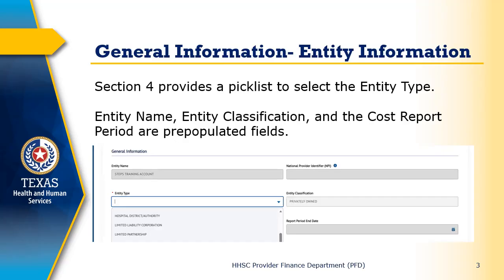Section 4 provides a pick list to select the entity type. The entity name, entity classification, and the cost report period are pre-populated fields. This slide provides a preview of Section 4 of the cost report.